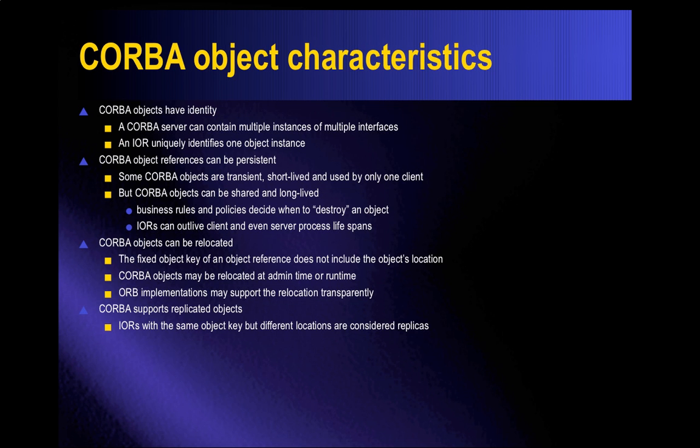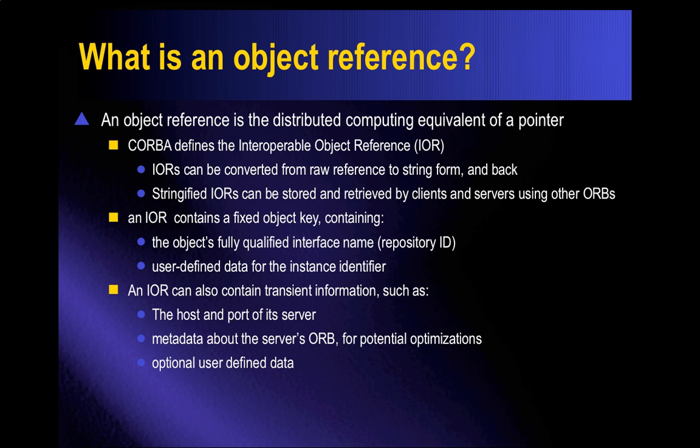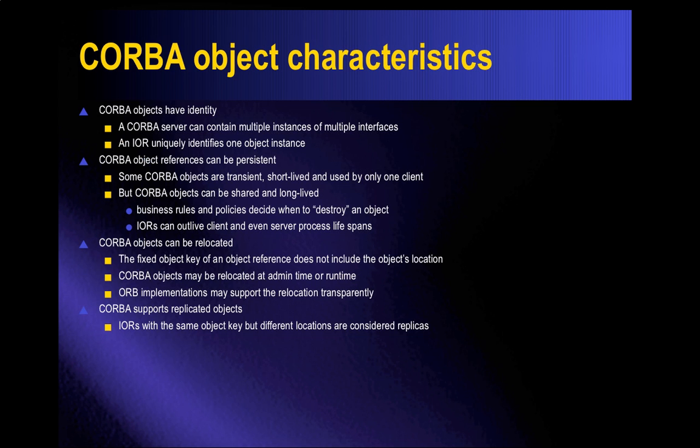And here's where I'm going to start picking up the pace a little bit, because you don't have to really know very much about CORBA for this class, but it's supposed to be a brief introduction to it. CORBA object characteristics. CORBA objects have identity. They have references, can be persistent, or they can be state session oriented. They can go away. And they can be relocated and moved around at runtime. So can Java objects.